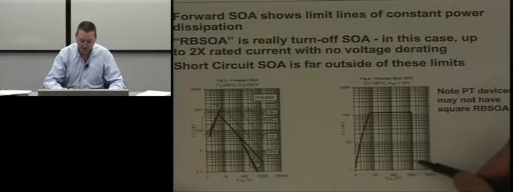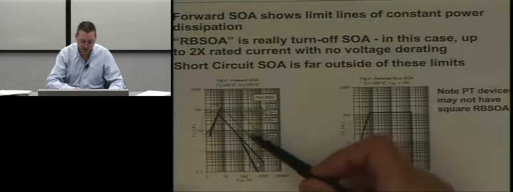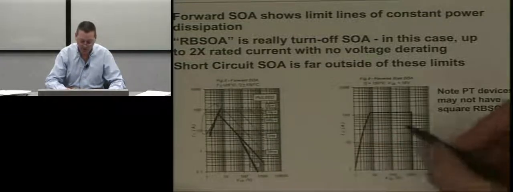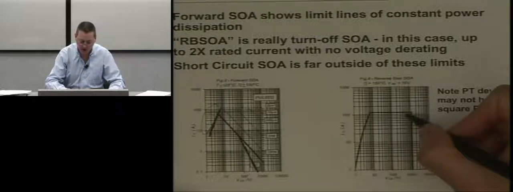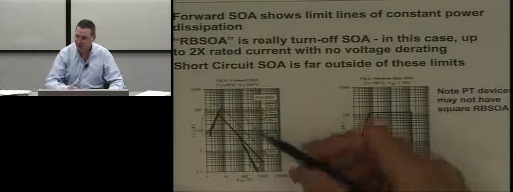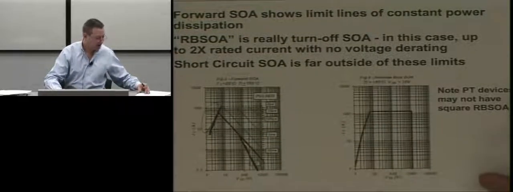The reverse bias switching SOA is essentially kind of the same curve, but in that case, we don't bother with these lines of constant power. When you're turning off, the gate's already off, so you don't operate partially turned on. All right.